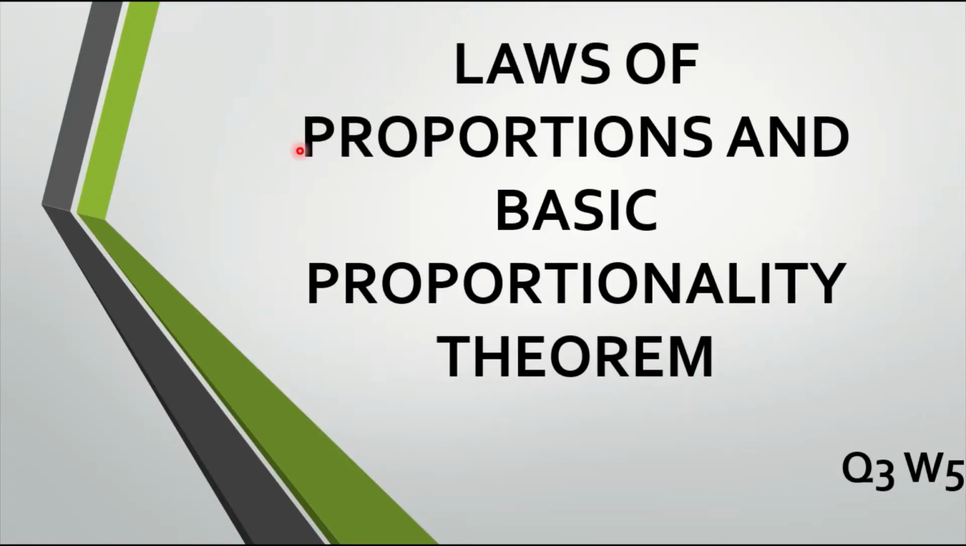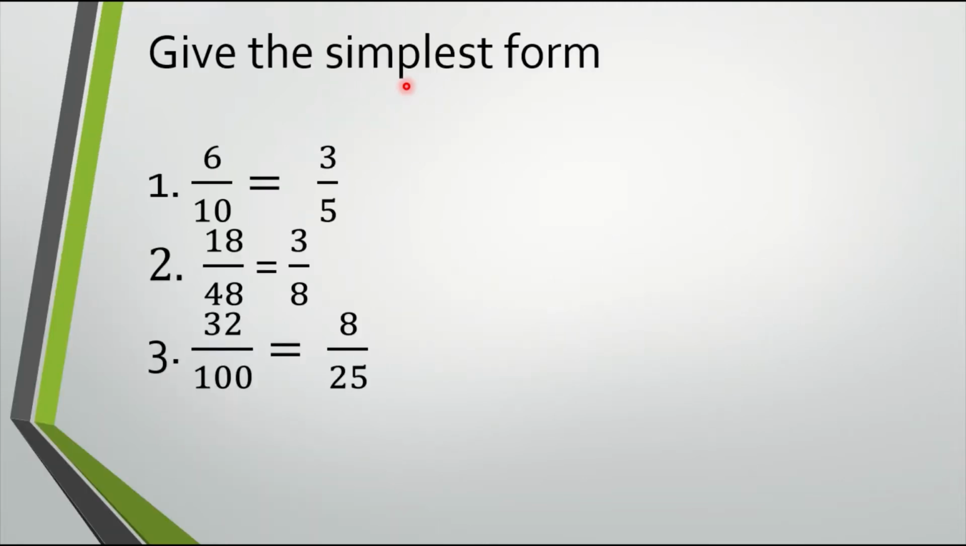Okay, so we are now on quarter 3, week 5 of our discussion, and the topic is all about laws of proportions and the basic proportionality theorem. I know you have the background regarding proportions, maybe from grade 7 or elementary. So let's give the simplest form of the given. Number 1, 6/10. How can we get the simplest form or the lowest term of the given?